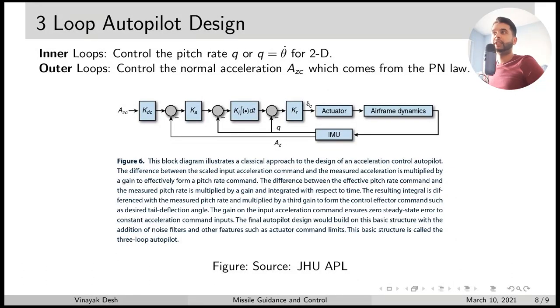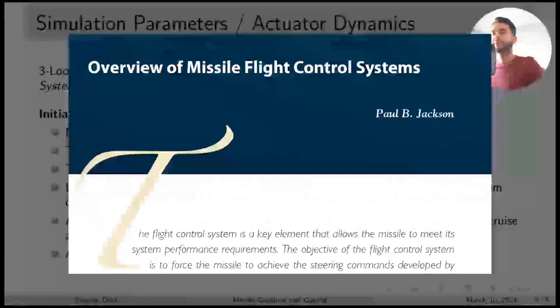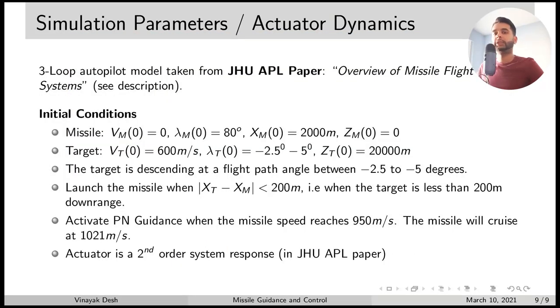Then we have the simulation parameters. I took the autopilot model from this paper, which you will see after when I build my simulation. You have your initial conditions of the missile: velocity, flight path angle, it's pitched up, so it's fired from a silo, for example. You also have X and Z positions. You have the target flight path angle and your target height. It starts at 20 kilometers above the ground.